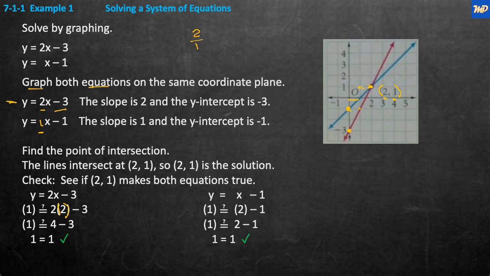1 is 1. So it's definitely a solution for that equation. Let's look at the next one. Y equals x minus 1. Well, now again, we're going to substitute 1 for y right here. We're going to put a 1 in for y, and we're going to put 2 in for the x. And so we can look now. Is 1 equal to 2 minus 1? 2 minus 1. Yes, 1 is equal to 1. So this is the solution. x of 2, y of 1 is the solution to this system. Both of these equations are true at this point.